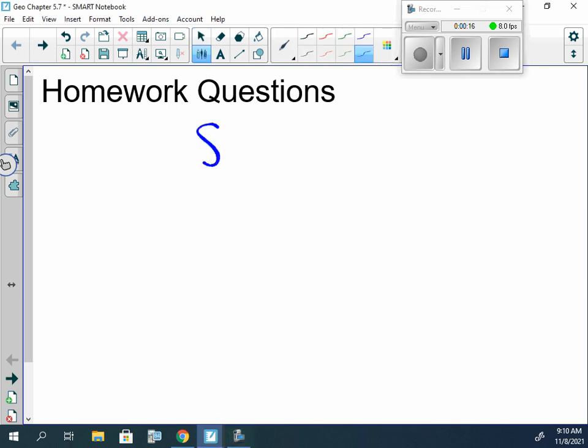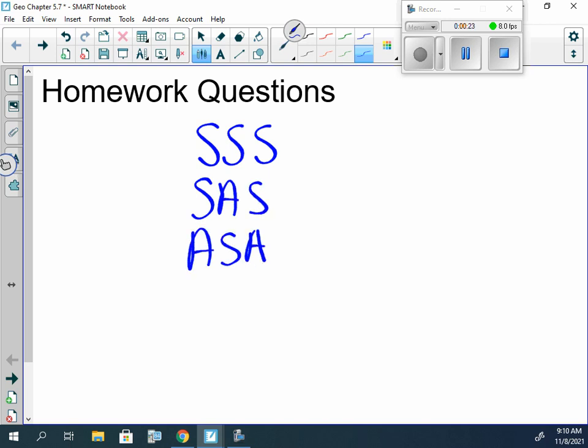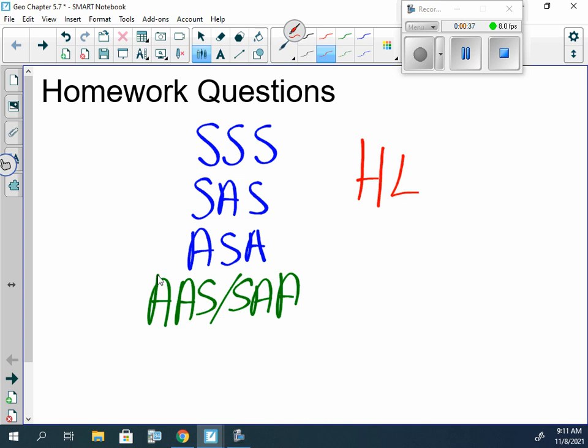So far, we've covered side-side-side, side-angle-side, angle-side-angle, and angle-angle-side, or we can say side-angle-angle. Now, there's one other, and we'll talk about it briefly here, and that is hypotenuse leg. This one is a congruency statement that does work. It has a stipulation to it. It has to be a right triangle.